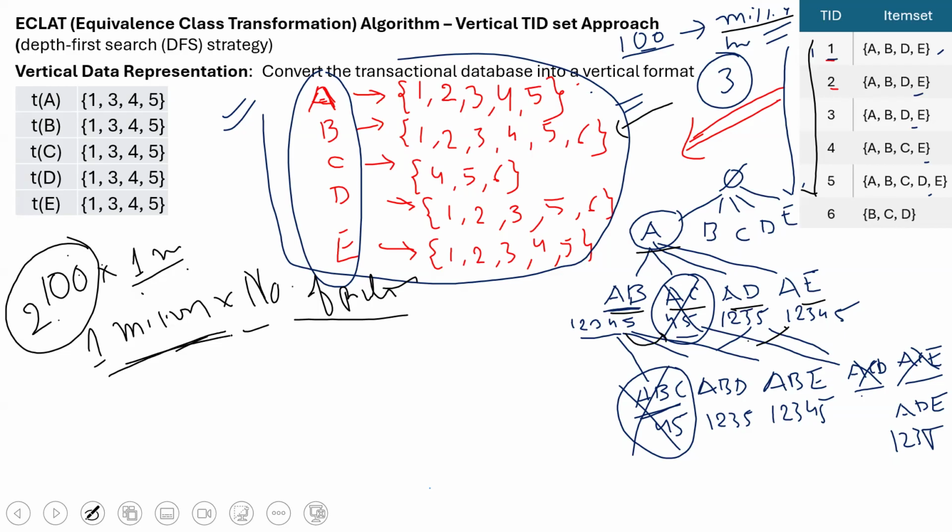So now once this is constructed, we are not going through the transactional database anytime. For getting AB, you just go through these two records, get the intersection of it, and do that. For AC, go to these two records and get that. Once you got that, you're not even going there. You're using this data to calculate the next steps. All right, so this is how the equivalence class transformation algorithm works.